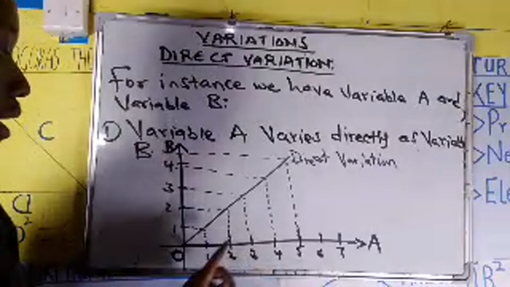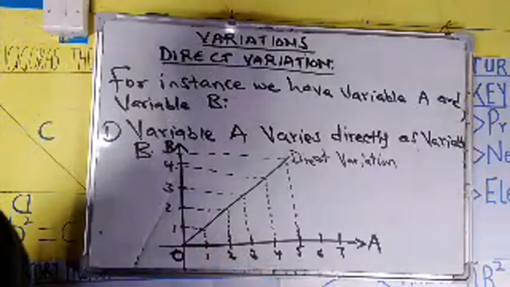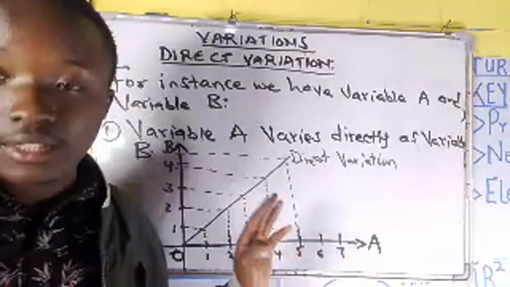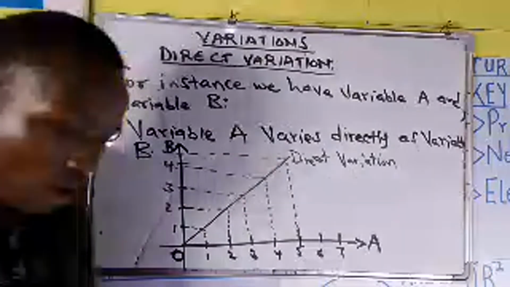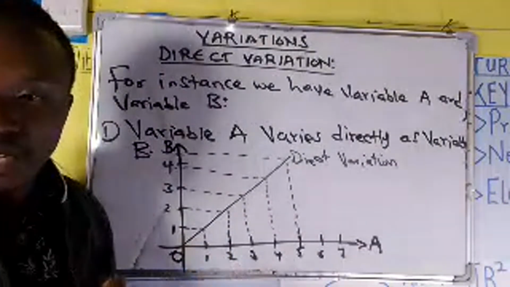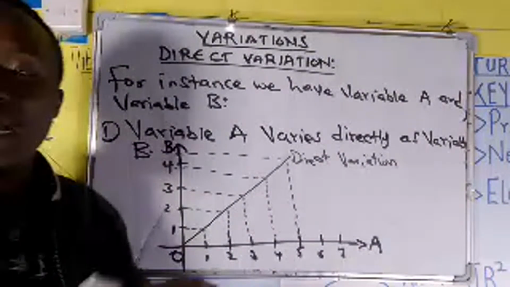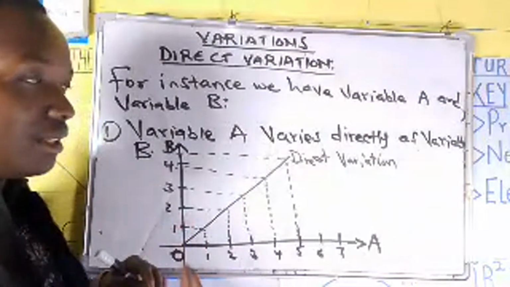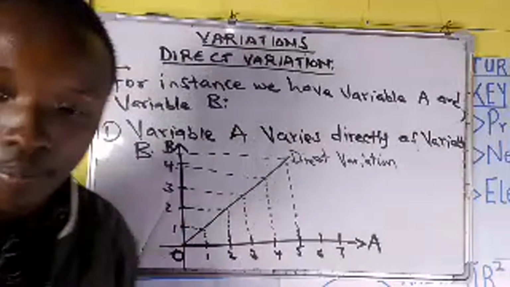Increase in variable A is also leading to an increase in variable B. So this is a good representation of direct variation. But now, how do we represent variations? This is just a graphical representation of direct variation. How then do we represent variation not in statement form, but in formulaic form?